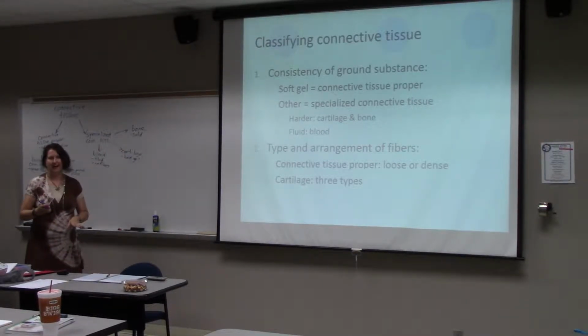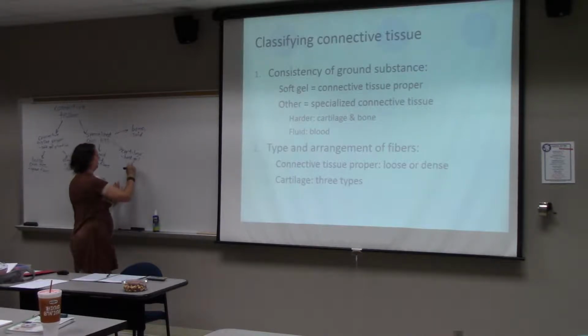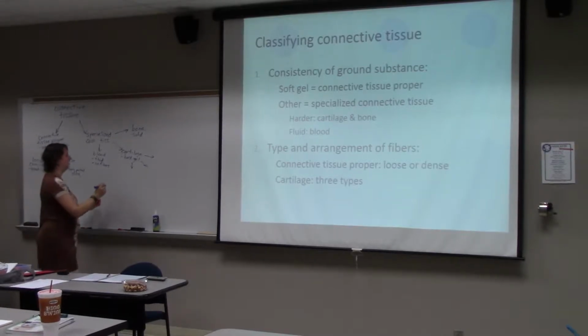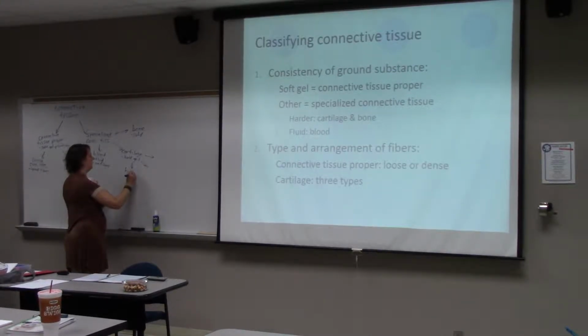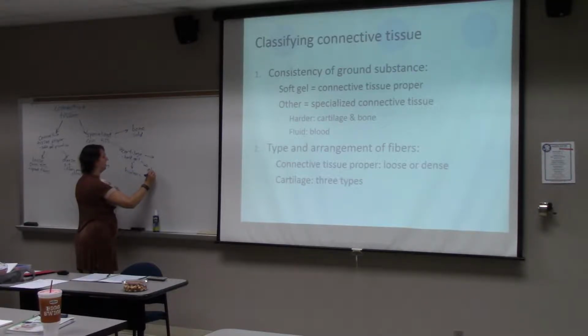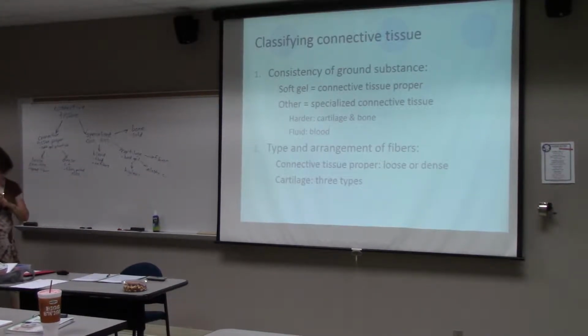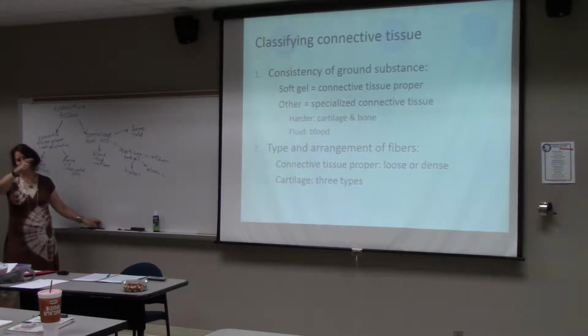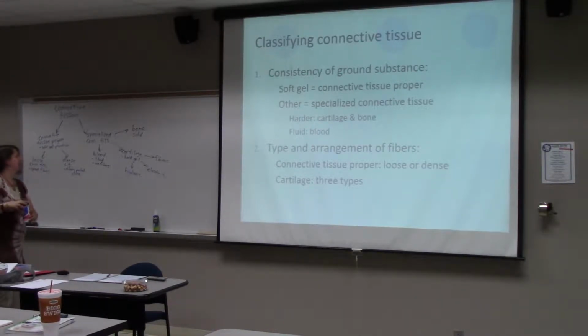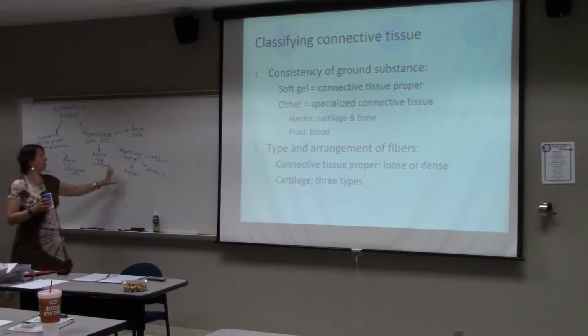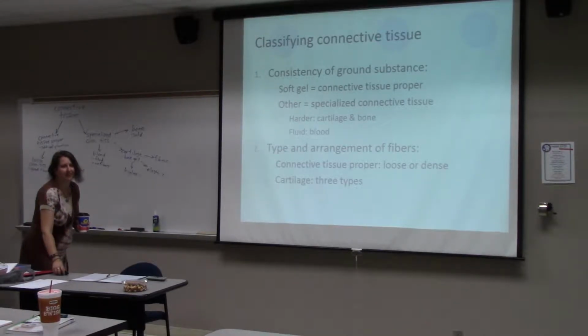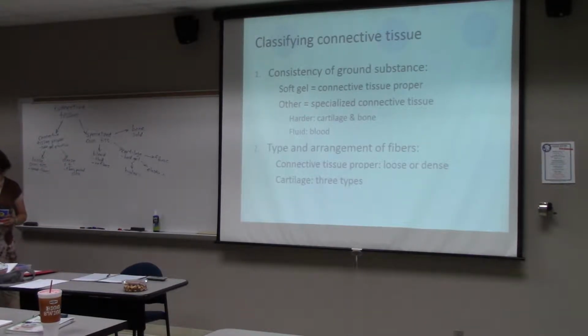Bone only has one variety, but then cartilage has three different types that are based on differences in the fibers. They're called hyaline, elastic, and fibrocartilage. Can you guess what kind of fibers elastic cartilage has? Elastic fibers. Yep, elastic fibers. So we'll take a closer look at some of the types of loose and dense, and then each of the specialized. Questions on the general structure and organization?